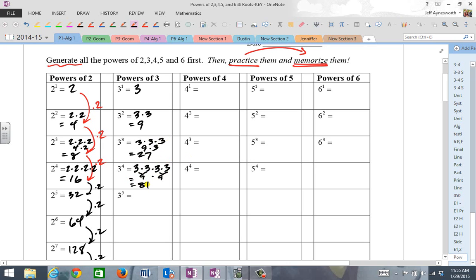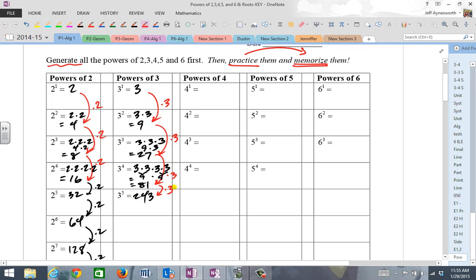Now, if you want to multiply 81 times 3, that's 243. All right, 3 times 80 is 240. 3 times 1 is 3, 243. So one more time, check this out. This is the tripling sequence. So times 3 here, times 3 here, times 3 here, times 3 here.